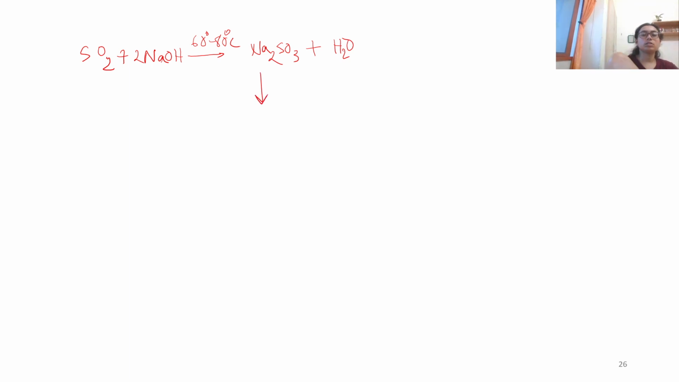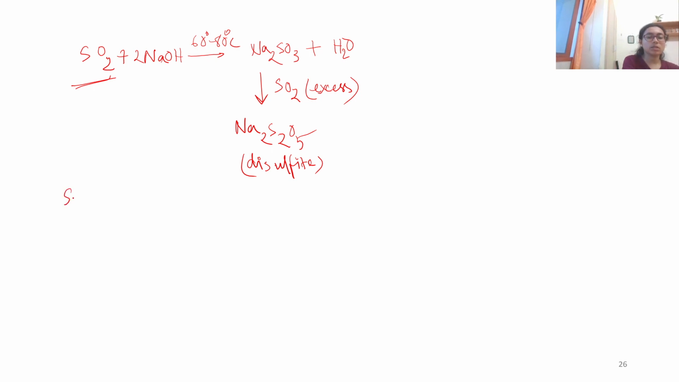Then if this Na2SO3 is allowed to react with excess SO2, like this SO2 is taken in excess, then it will produce the disulfite Na2S2O5. Okay, this is called disulfite. Or Na2SO3 can be produced by reaction of Na2CO3 also with SO2, same reaction, giving Na2SO3 plus CO2.